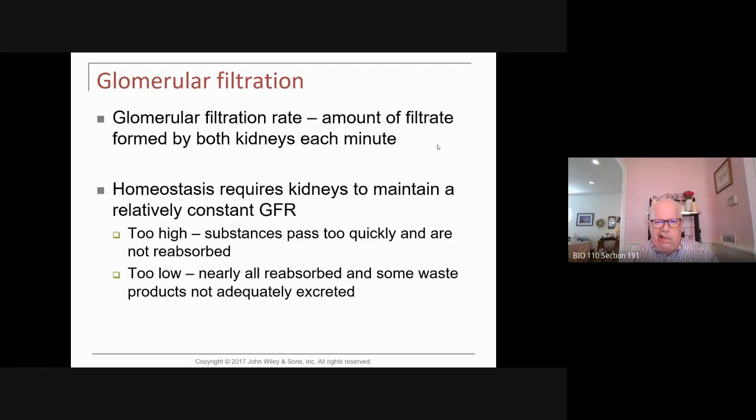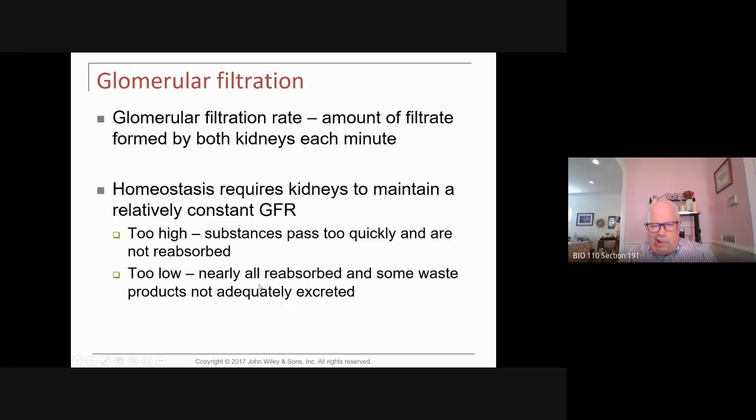Homeostasis requires the kidneys to maintain a normal, constant glomerular filtration rate. If the glomerular filtration rate is too high, which is very rare, substances pass out too quickly and are not reabsorbed. What we worry about is when the GFR is too low. Nearly all is reabsorbed and some waste products are not adequately excreted.